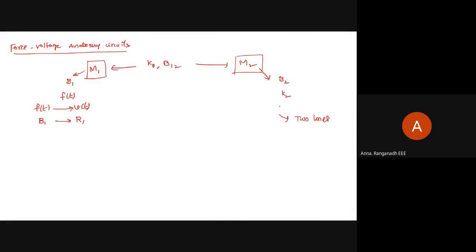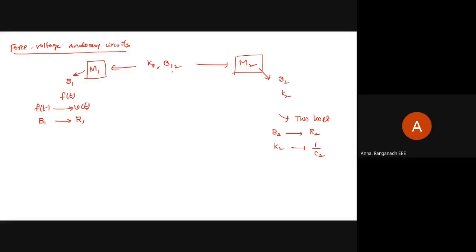Similarly, come to here. For this, there is no force. So B2 is analogous to which one? R2. K2 is analogous to which one? 1 by C2. Actually, K is analogous to 1 by C, and here 2 is there, that's why 1 by C2. Now, in between these two, M1 and M2.